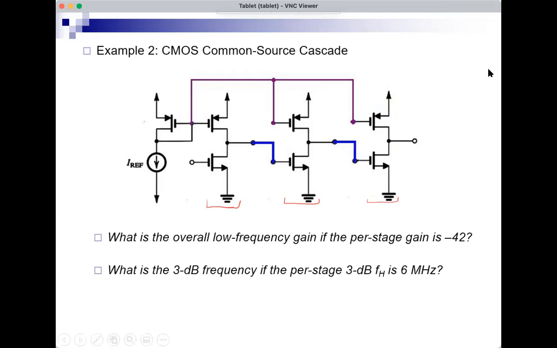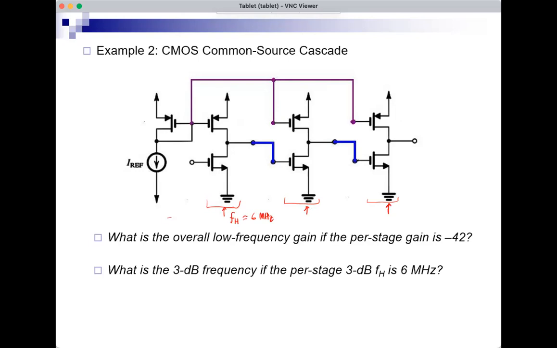Now I want to ask the second question. What would be the 3 dB frequency if the per stage 3 dB FH is 6 megahertz? So we just analyzed this one, and we got an FH of around 6 megahertz, approximately 5.96. So this is the same. It will have an FH of 6 megahertz.